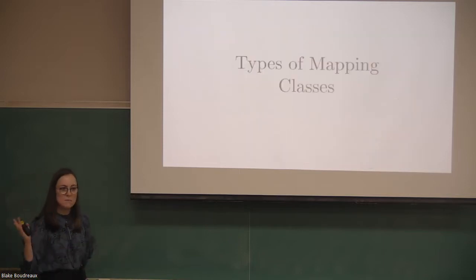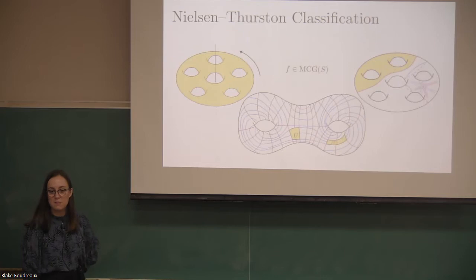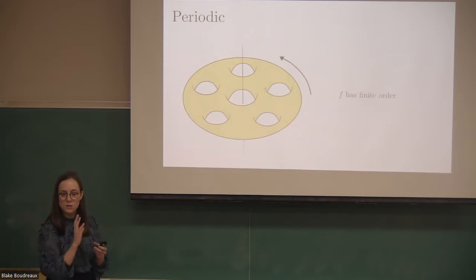So one of the first themes I want to cover today are the different types of mapping classes. In particular, the Nielsen-Thurston classification tells us that there are exactly 3 different types of mapping classes. So if you pick an element of the mapping class group, it has to be of one of 3 types. The first type are the periodic mapping classes. These are the mapping classes that have finite order. So your rotations, your involutions.